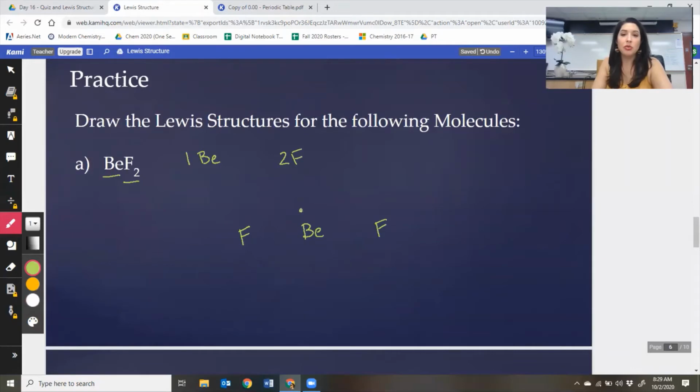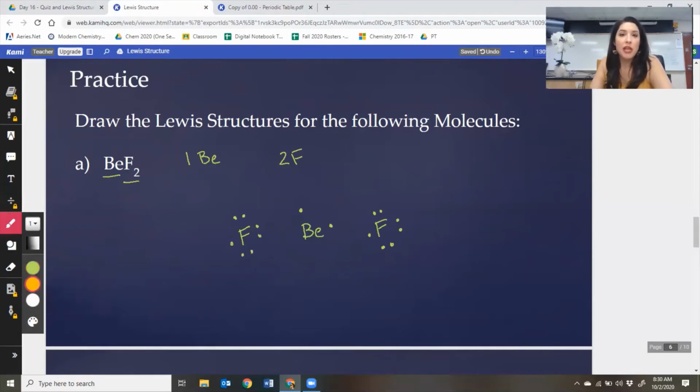Beryllium has 2, 1, 2, and fluorine has 7: 1, 2, 3, 4, 5, 6, 7. And the other fluorine: 1, 2, 3, 4, 5, 6, and 7.